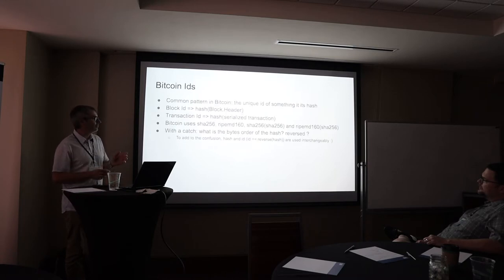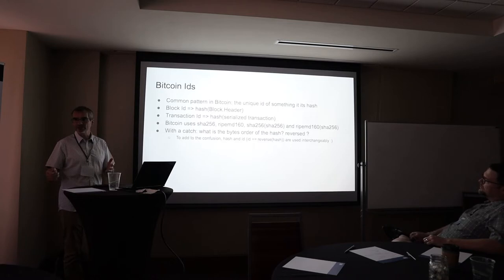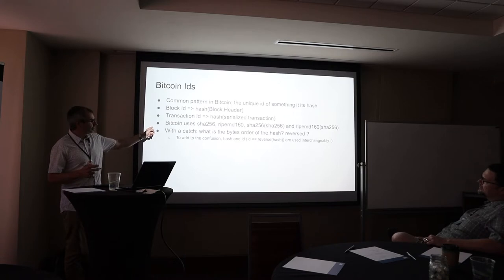So IDs in the Bitcoin world, it's true for blocks and transactions and almost everything, are hashes. So everyone knows what a hash is. The ID of a block is the hash of a block. The ID of a transaction is the hash of the transaction. Bitcoin uses different kinds of hashes: SHA-256, 256 bits, RIPEMD-160, 160 bits, and combinations of SHA-256 and RIPEMD and SHA-256.